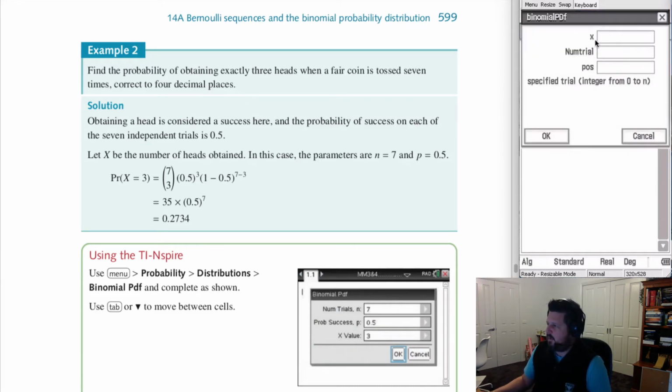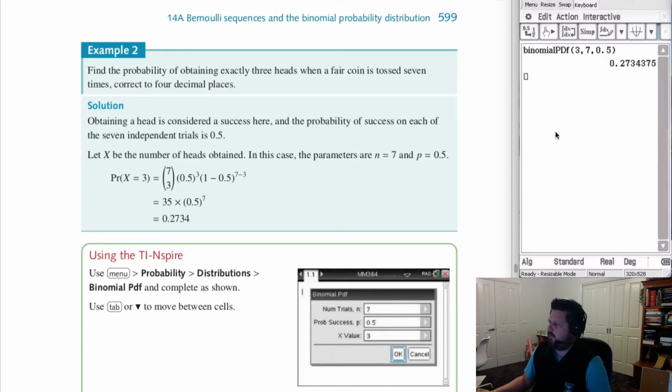Now here you'll notice where we can put in the x value, the number of trials, and the p value. So from our example here, the x value was 3, because we're looking at the probability of obtaining exactly 3 heads. Number of trials we did was 7, and the probability of success was 0.5. So using this functionality, binomial PDF, we can click OK, and it will run that calculation for us, which is listed there.